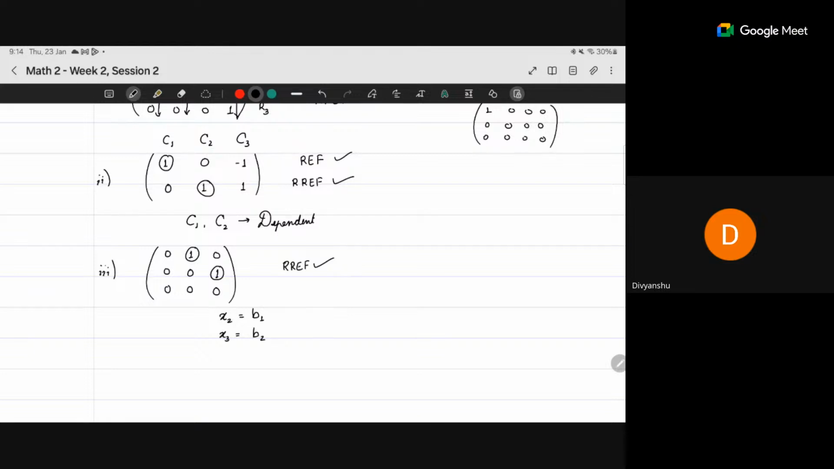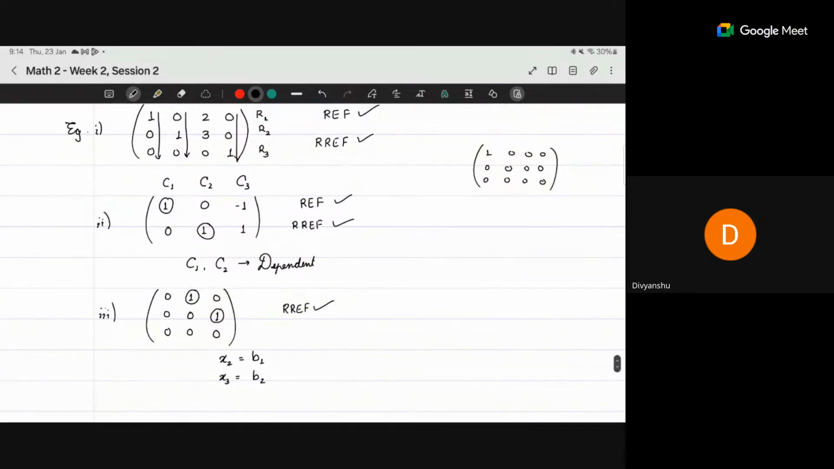Now, here you can say that if there is a column corresponding to an independent variable, then you'll have infinitely many solutions, provided you have solutions.